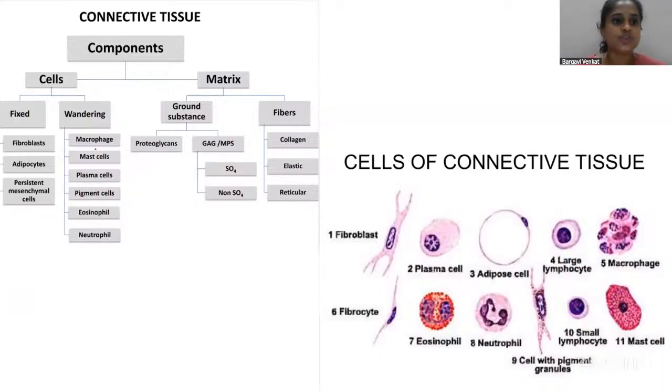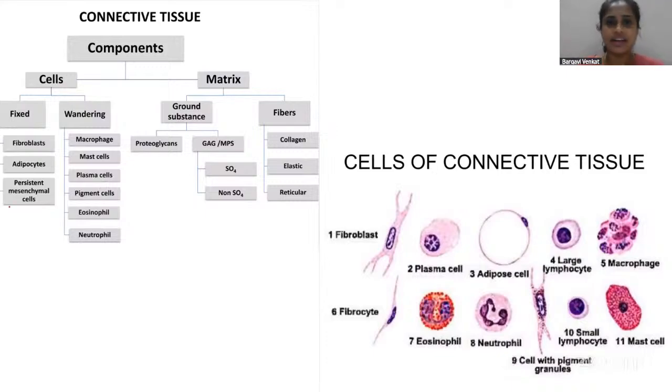Wandering cells. Okay. So these are your inflammatory cells, we can say, because in case of any inflammation, infection or injury, you're going to have these types of cells like your macrophages, your mast cells, your plasma cells, your eosinophils, your neutrophils, and your pigment cells. And now matrix. As I said, matrix is made of ground substances and your fibers.